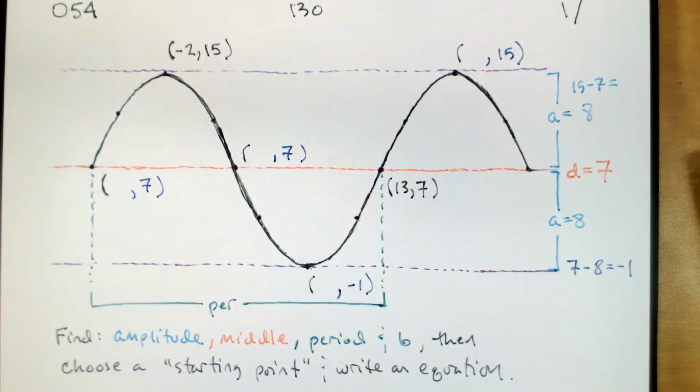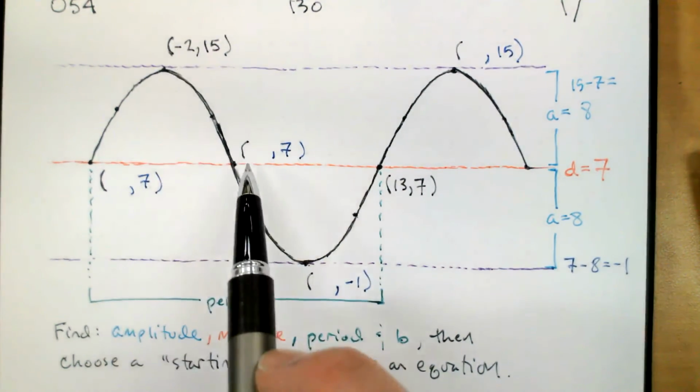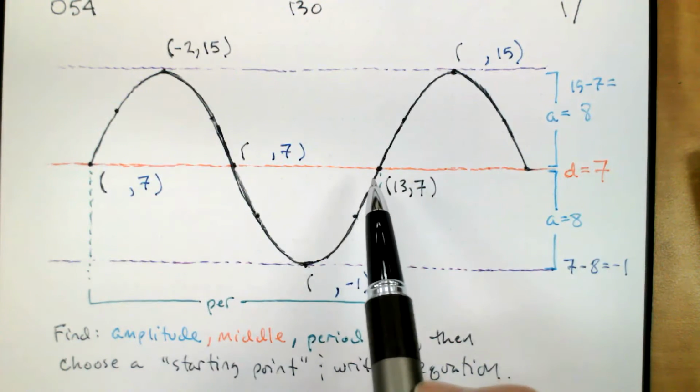Now we need to work out some horizontal information. The period is going to be the distance between any 2 points with the same name. So from a middle going up to another middle going up. From a top to a top, from a bottom to a bottom, from the middle going down to another middle going down. But what we have is we've got a -2 at this top point, then we're missing 2 points, and then we have a 13 at the middle going up.